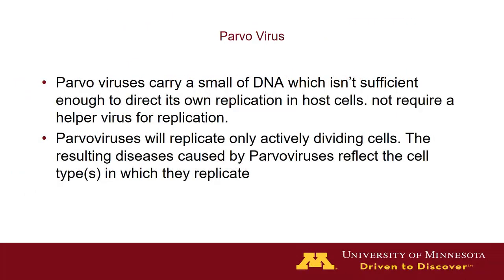A little brief background on parvoviruses. They're small DNA viruses. By themselves, they can't replicate in a cell, and so they need to pirate a cell and redirect its genetics so it can replicate and produce more parvoviruses. And they will only do this in actively dividing cells. So you want cells in the growth phase of their cycle, and so the diseases you get with parvovirus are a replication of what tissues it replicates in.